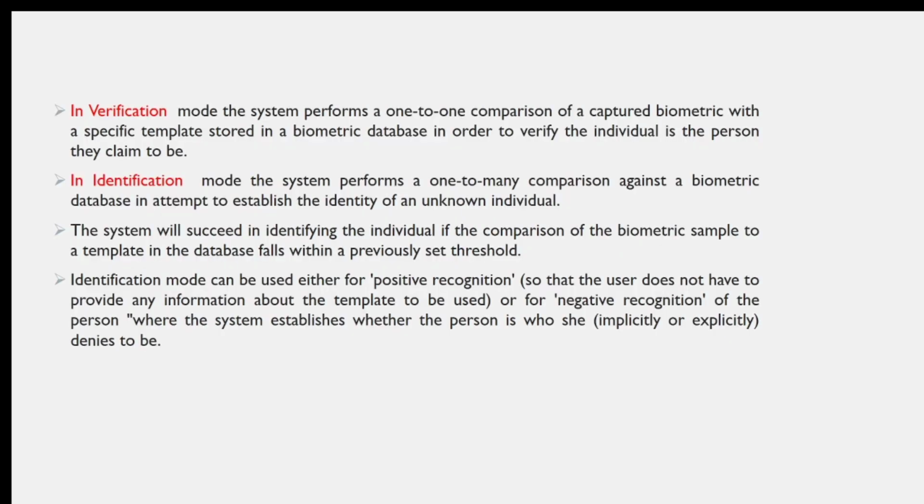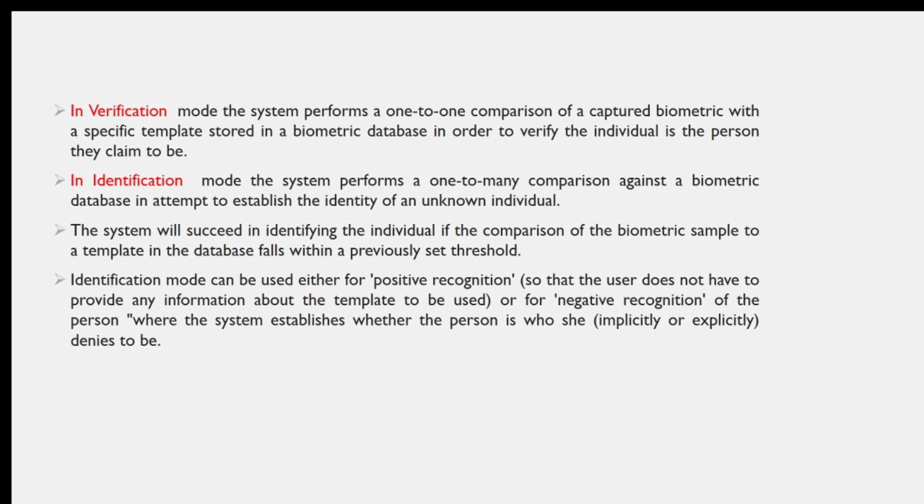In identification mode, the system performs a one-to-many comparison against a biometric database in an attempt to establish the identity of an unknown individual. Here the identification of the unknown individual takes place. The system will succeed in identifying the individual if the comparison of the biometric sample to a template in the database falls within a previously set threshold. Identification mode can be used either for positive recognition or for negative recognition.